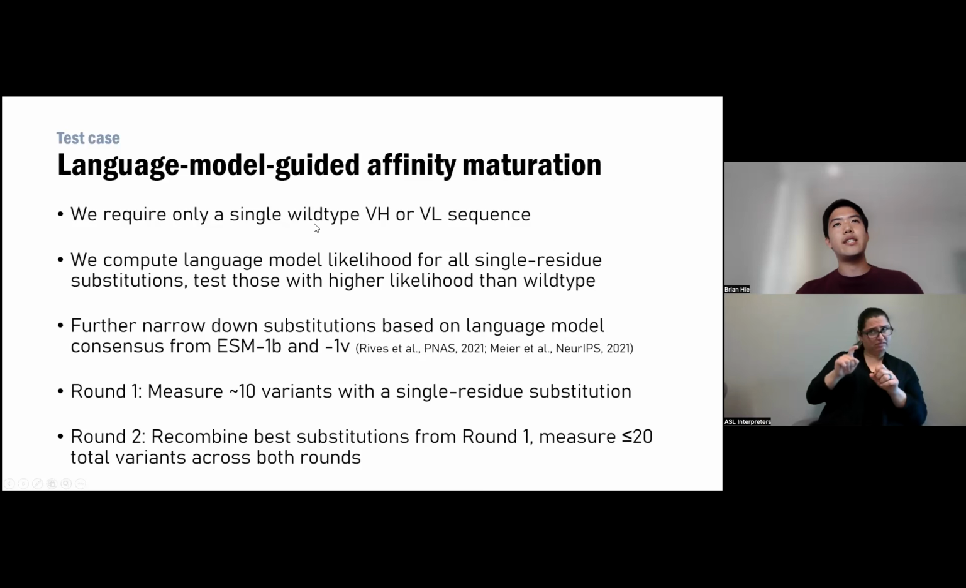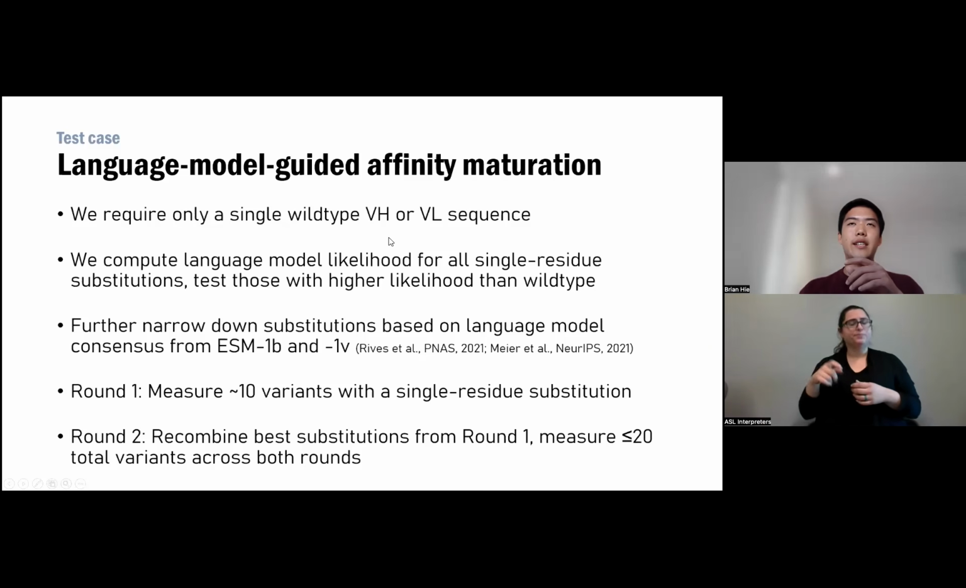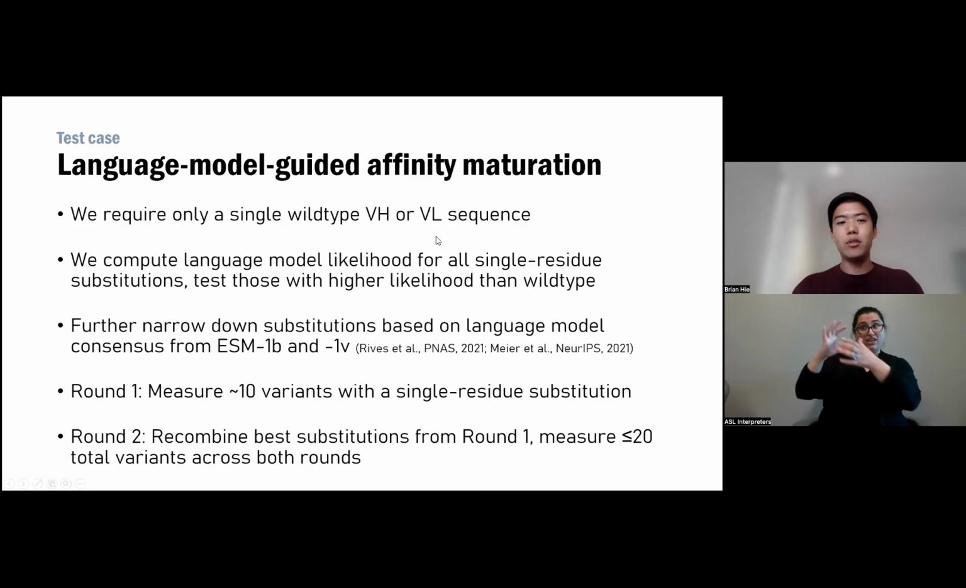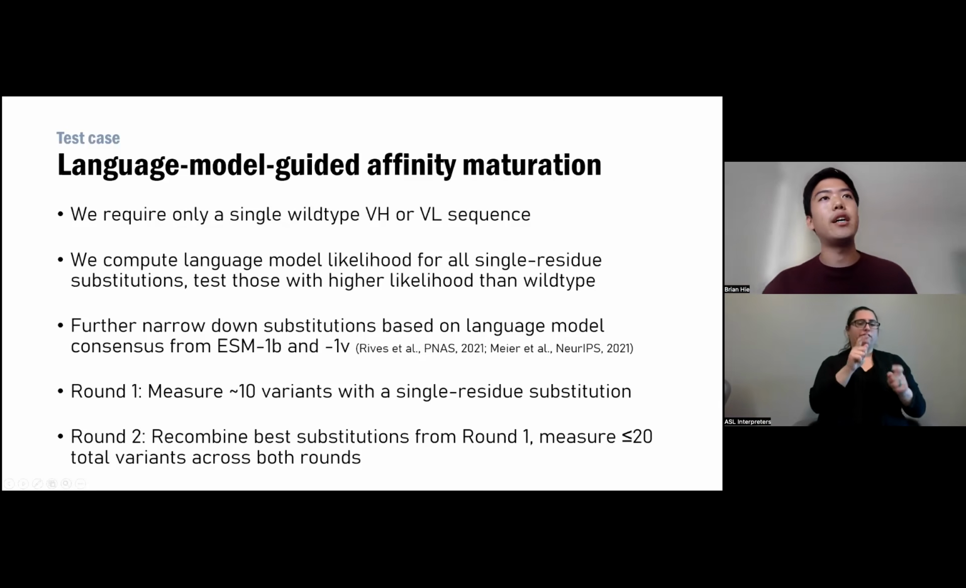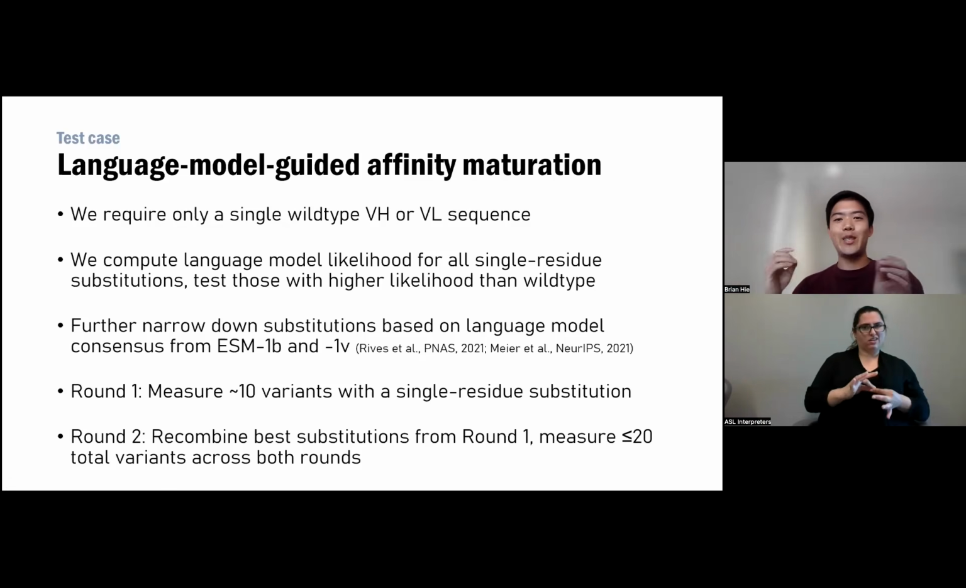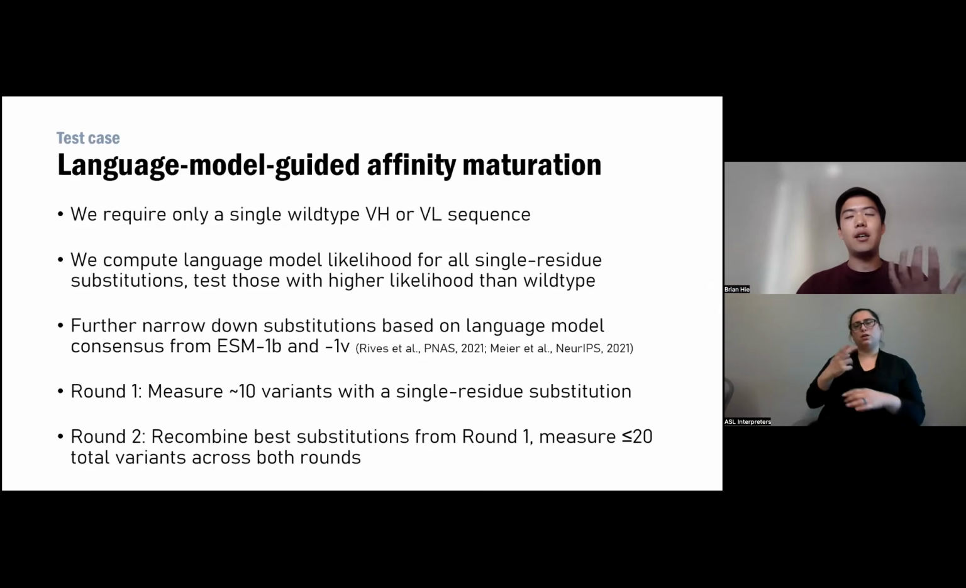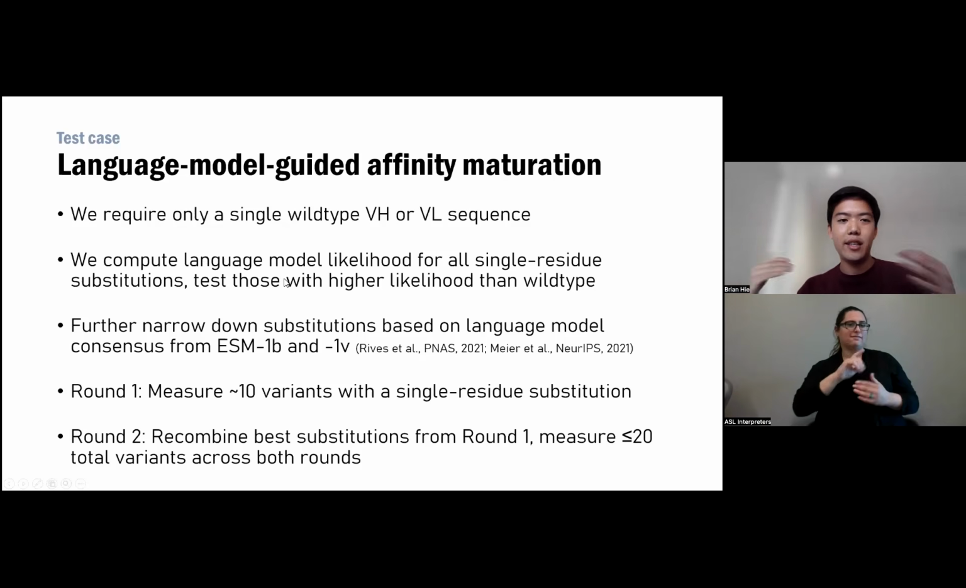We require only a single wild type sequence. In this case, the sequence of the variable region of the heavy chain, or the VH, or the variable region sequence of the light chain, the VL. The way we're applying these models is actually quite simple. We're just computing language model likelihood for all possible single residue substitutions, and we're just testing those with higher likelihood than wild type. There's a little bit more detail.